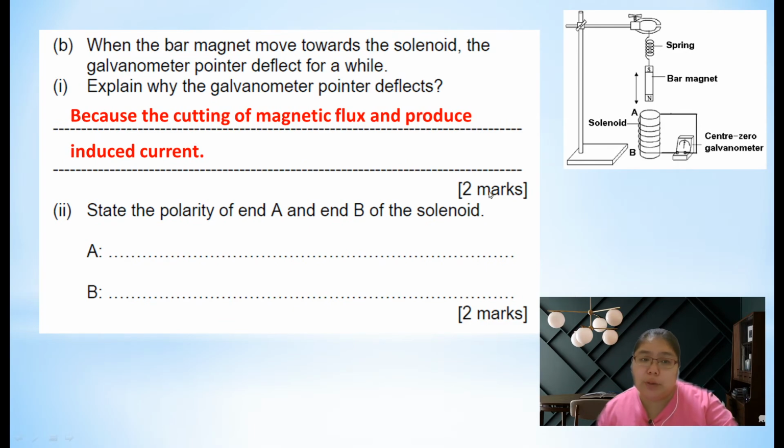Next, they ask about the polarity of A and B. You need to state it. Let's see A. When you pull downwards, your bar magnet wants to go in, so the north pole wants to go in. Following Lenz's law, A should also be the north pole, because it does not let the magnet go in. They oppose the oncoming magnet and after that produce induced current. So A should be north pole and B should be south pole. This is the answer.